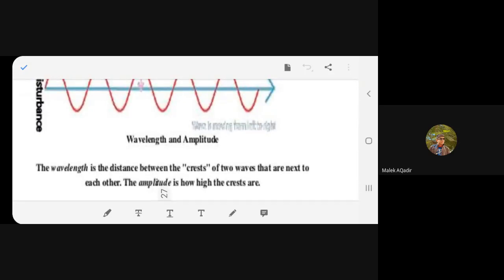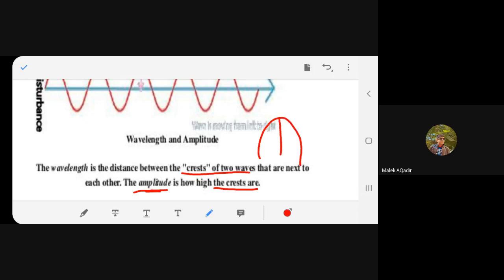So amplitude depends upon how high the crest is. See, the wavelength is the distance between the crests of two waves or the troughs of two waves, which are consecutive or next to each other. What is amplitude? It is how high the crest is or how deep the trough is. If the crest is this much, then the amplitude will be this much. If the wave is this much, then the amplitude will be this much. What do you say?